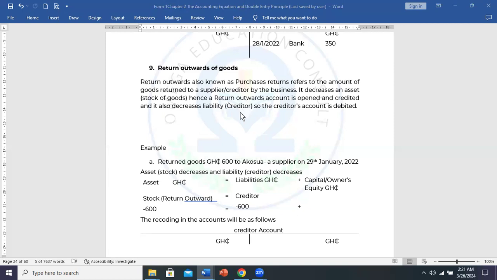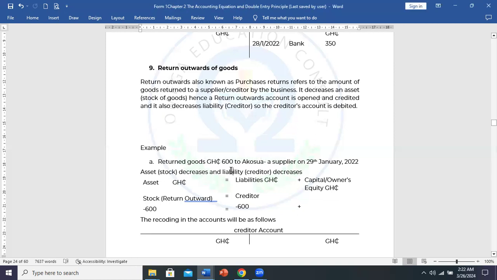That is why we are saying return outwards will decrease the creditor's account, and for that matter, decrease the liability. So in terms of the double entry, you are going to debit the creditor because a liability is decreasing, and you credit return outwards account. So credit return outwards, debit the creditor in this case. Good. The opposite is return inwards.